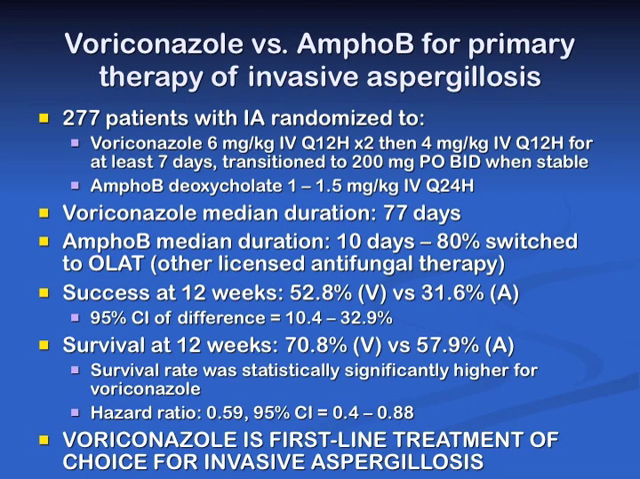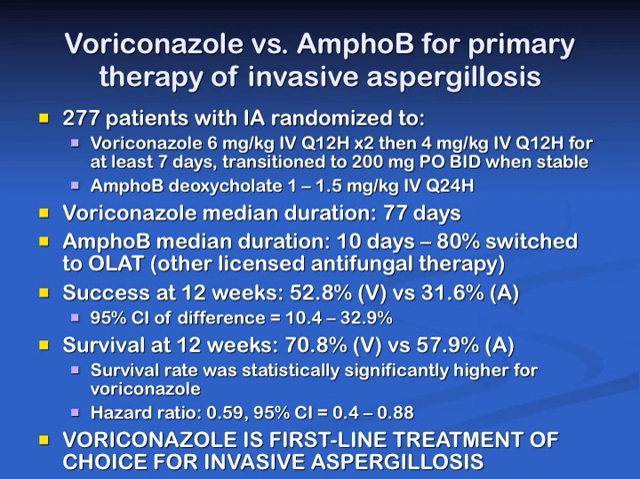In terms of Voriconazole, it really was a breakthrough drug in the treatment of Aspergillosis, and we actually have a randomized clinical trial comparing frontline Voriconazole to conventional Amphotericin B. You had 277 patients with proven or probable IA randomized to either get Voriconazole or conventional Amphotericin B. And the Voriconazole patients were treated for a median duration of 77 days.